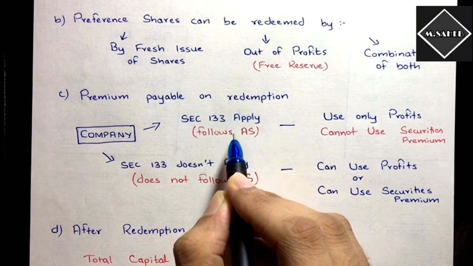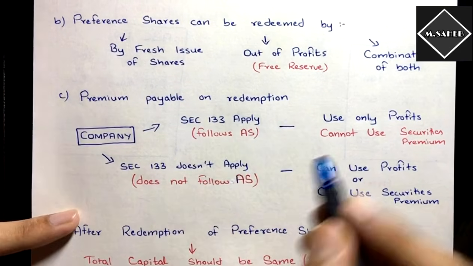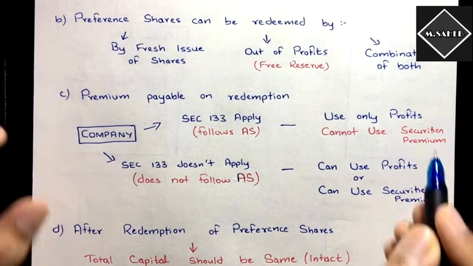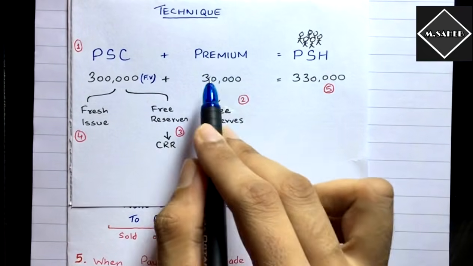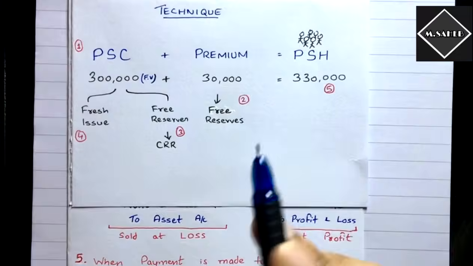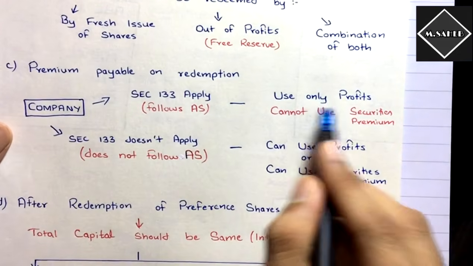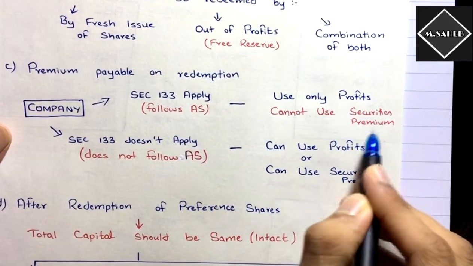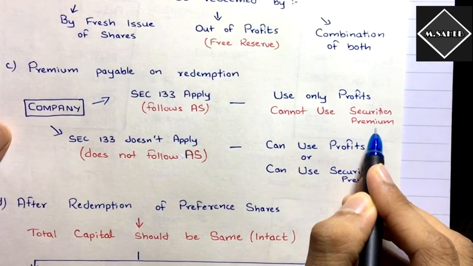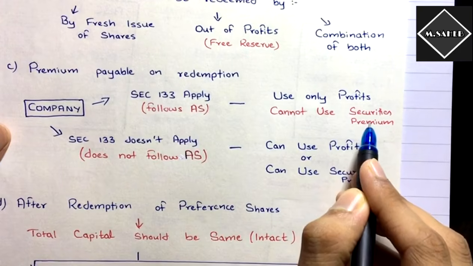So if your company comes under this category, then you cannot use securities premium to bring the extra money that is payable on redemption. You have to use only free reserves. Okay, you can only use profits, in the sense of free reserves. You cannot use this special reserve. You know this special reserve, right? Securities premium. Yeah, you cannot use this reserve, securities premium.